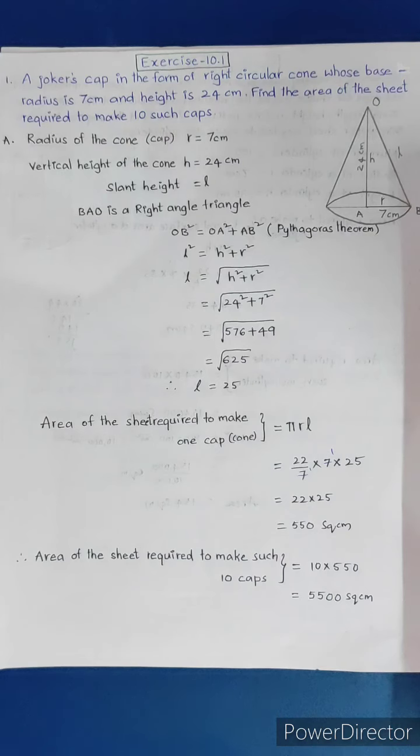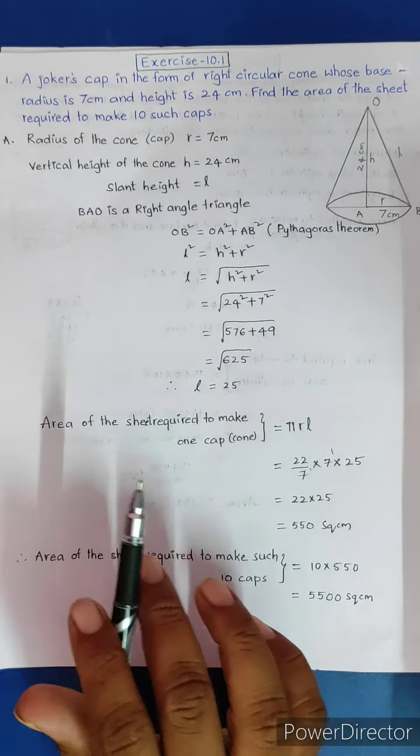Hi everyone, these sums are from the chapter Mensuration, Exercise 10.1, first problem. A joker's cap in the form of a right circular cone whose base radius is 7 centimeter and height is 24 centimeter. Find the area of the sheet required to make 10 such caps.